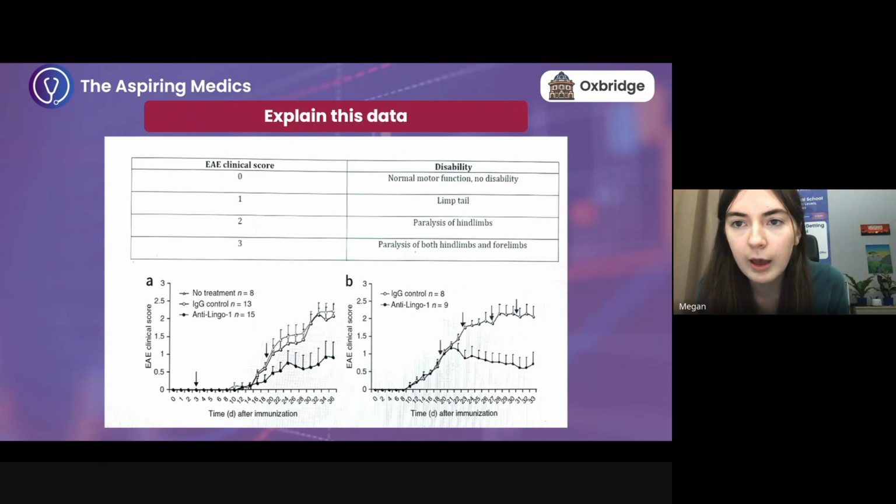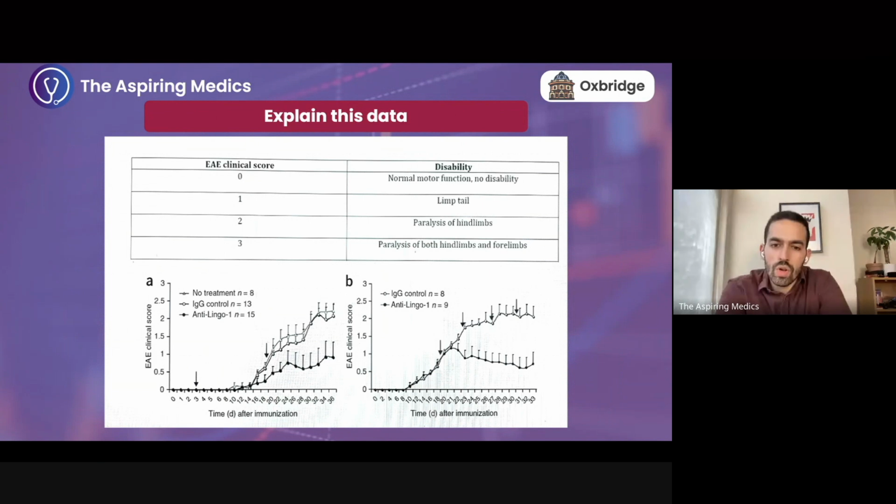And then with B, we see a comparison between the antibody control and then this other anti-lingo-1 antibody. And then the difference between the graphs, it seems to be that there's a slightly, oh no, the time scale is roughly the same. I think graph A goes on a little bit longer, 36 days after, and then I think graph B goes on to about 33 days, but it's roughly the same. I think graph B is comparing those two treatments directly.